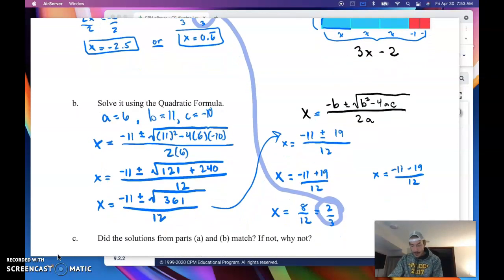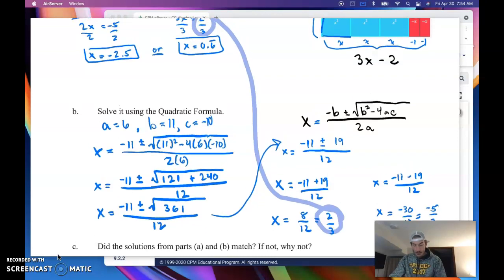And then I've got x equals negative 11 minus 19. That's negative 30 over 12. And if I leave it like that, it's maybe going to be a little ugly, so I might want to reduce that. And if I do reduce it, it reduces to negative 5/2 or negative 2.5.